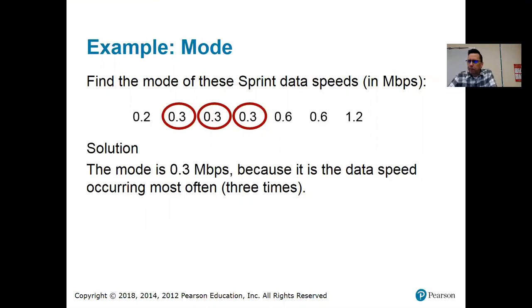Find the mode of these sprint data speeds. So there are 7 of them there, and there's one that occurs 3 times. Oh, and there's one that occurs 2 times. But the winner, as far as mode goes, is the 0.3. So that would be the mode.